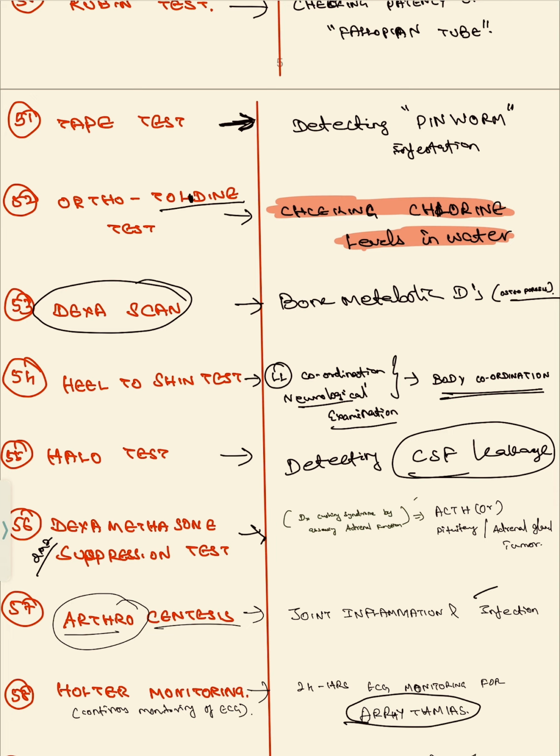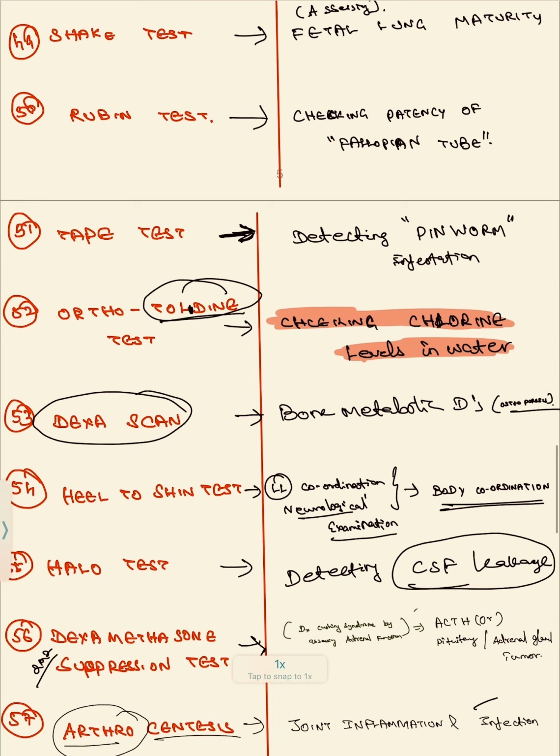Orthotoluidine test. I said toluidine, guys, it's for water. Toluidine, checking chlorine levels in the water. Tape test. Tape test is for, guys, I'm repeating once again, triple Q. Tape test is for detecting pinworm infestation.